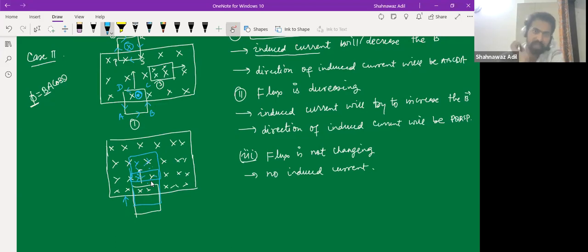Yes, sir. But whenever it is inside, now it has come inside, this is the same, again this is the same. So it will remain the same whenever it is moving inside. The magnetic field lines will remain the same, right? So that is why the flux is not changing, so no induced current.